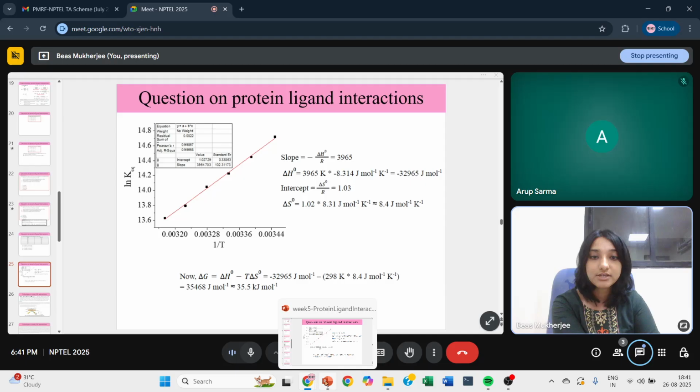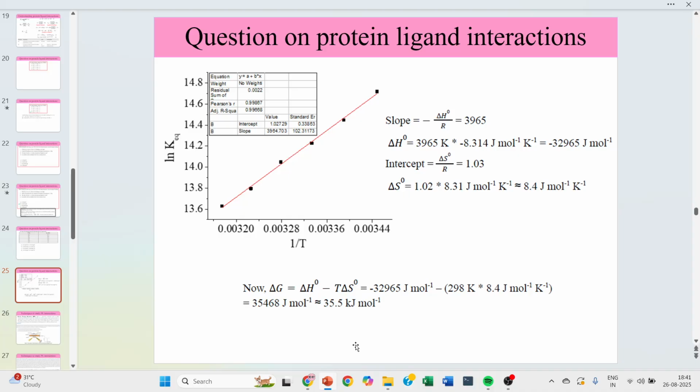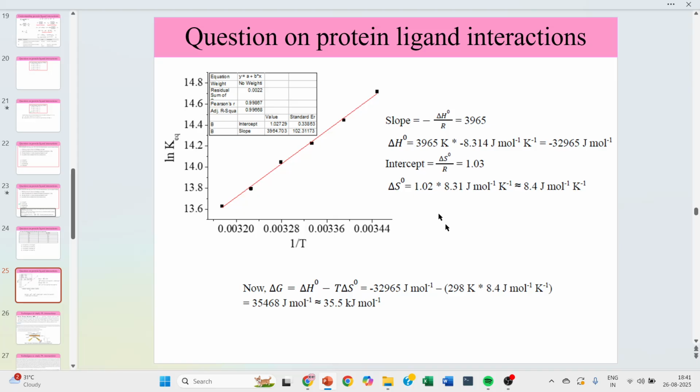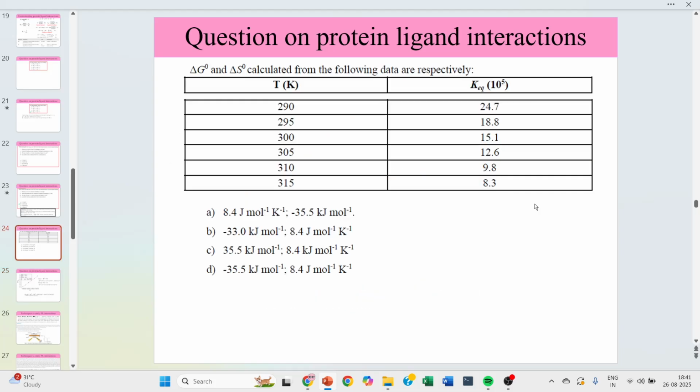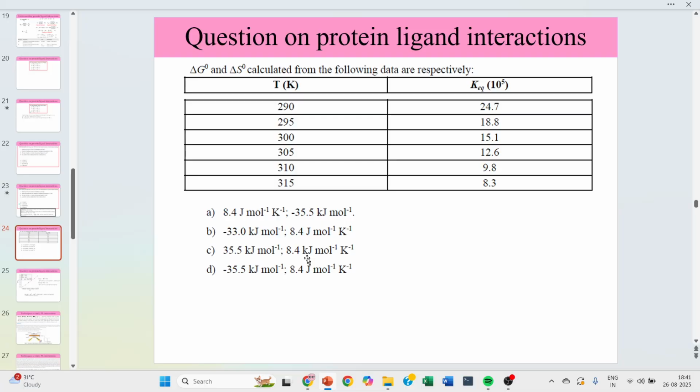So then your right answer would be which one? 33.5 kilojoules per mole. This is for delta G, and delta S naught is 8.4 joules per mole per Kelvin. So this is 8.4 joules per mole per Kelvin and 33.5, and it's positive. So this C would be the right answer. Okay.